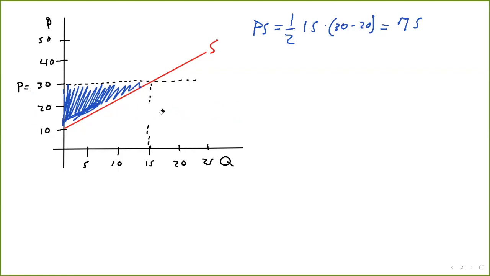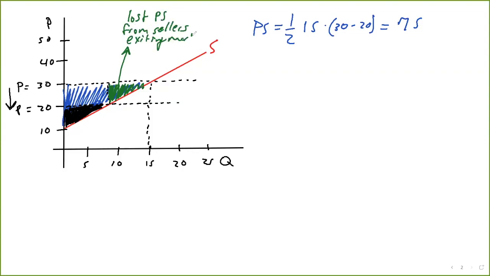And if we reduce the price to 20, then this area is now our producer surplus. And just like before, there's an area which represents the lost surplus due to sellers exiting the market. And there's an area which represents lost surplus due to existing sellers receiving a lower price for their product. So that is all there is to producer surplus. If you understood consumer surplus, then this is fairly straightforward.